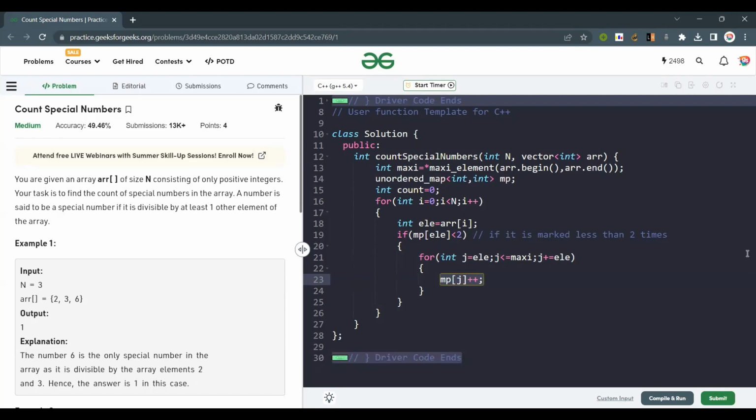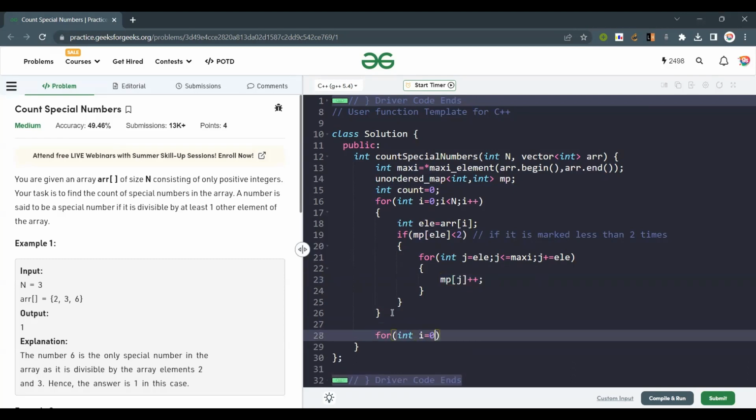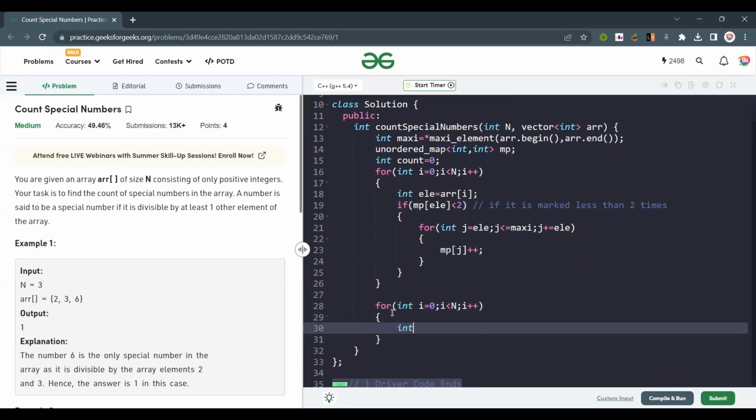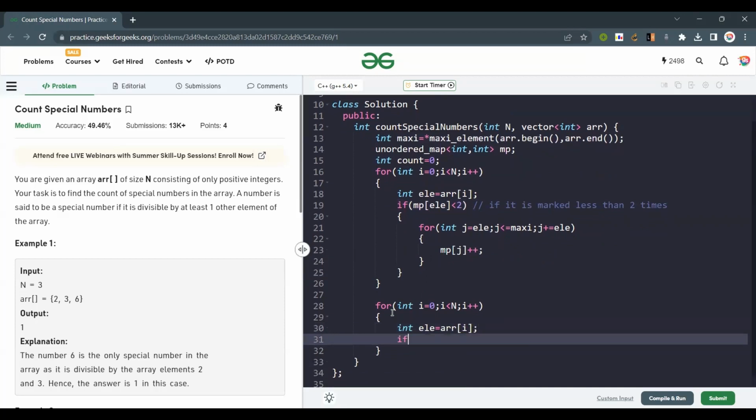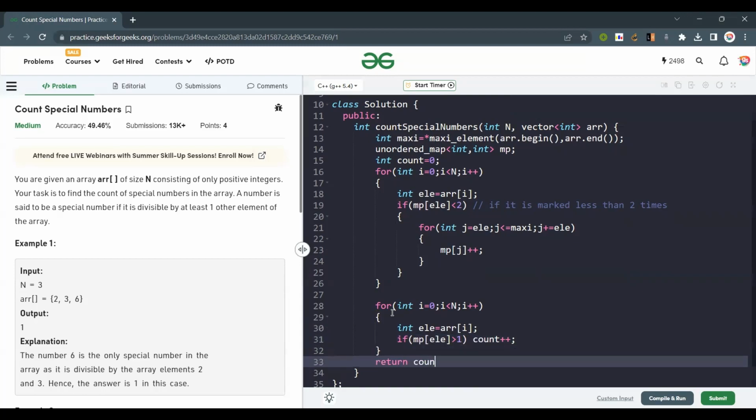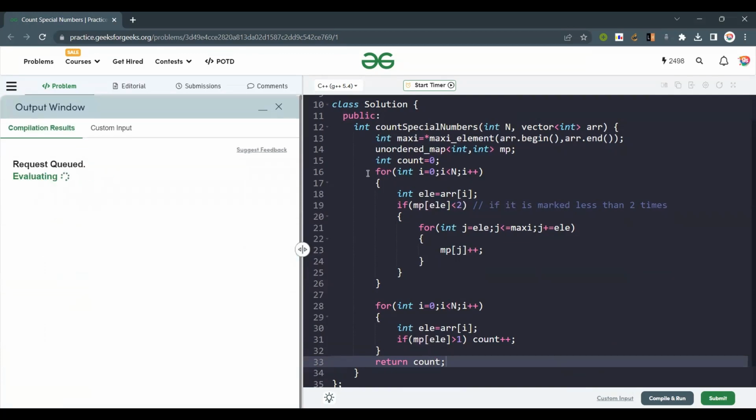Okay. Now, what do we do? Now, we will go to every element and check. Let's say the element is array of i. We will check if mp of element is greater than 1, that means it is marked more than one time. That means it is marked two times, three times, four times, any number of times. We can say it is a special number. We will do count plus plus, and at the end return the count as it is. So let's try to compile and run the code.